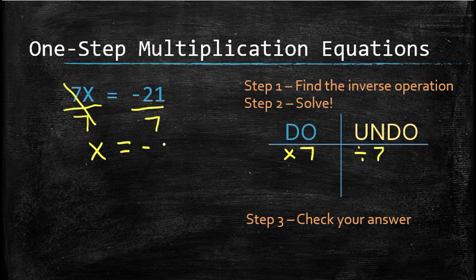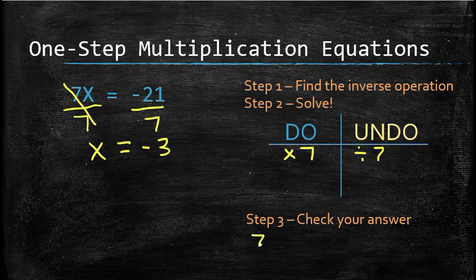You should have the answer of -3. Okay, now notice how we have a negative divided by a positive. In our rules, we know that a negative divided by a positive should in fact be a negative, and ours is, but we're not finished. We have to check our answer.